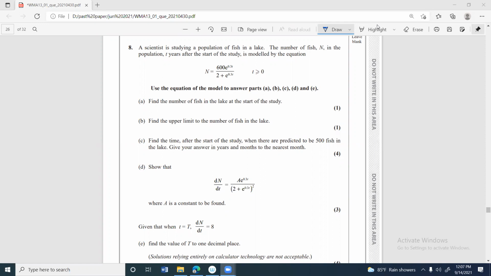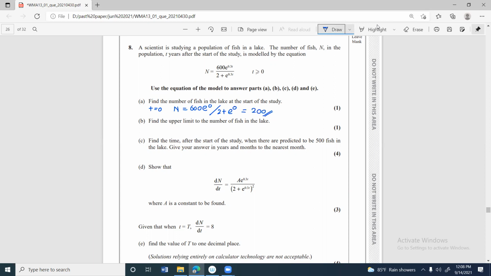Fish in a lake. The number of fish in a population T years after the start of the study is given in this format. Find the number of fish in the lake at the start of the study. This is a pretty simple question. What you need to do is find the value when t equals 0. If you put it in, n equals 600 e to the power 0 divided by 2 plus e to the power 0, so that works out to 200. That is the answer for this.